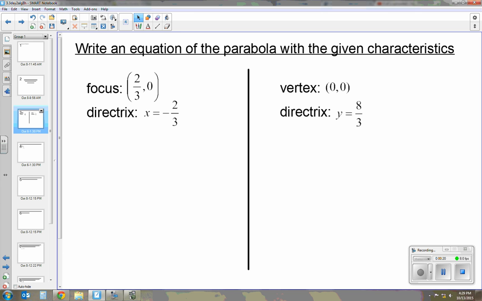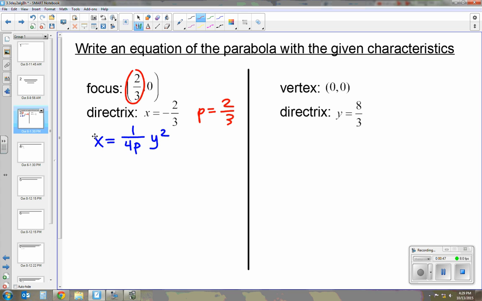Now we have to be really careful because we have to decide, is this an x equals or a y equals equation? Well, since the directrix is an x equals, our equation is going to be an x equals. So let's write that down. We have x equals 1/4 p y squared. So we need to know our value of p. Well, our value for p is our focus value. So our p is 2/3. So we're going to plug in and solve.